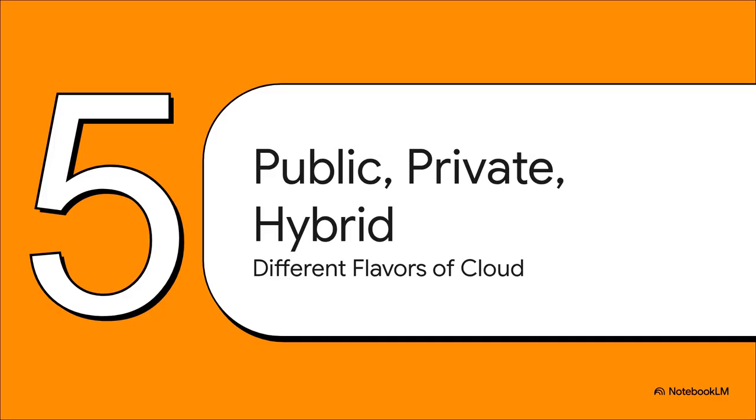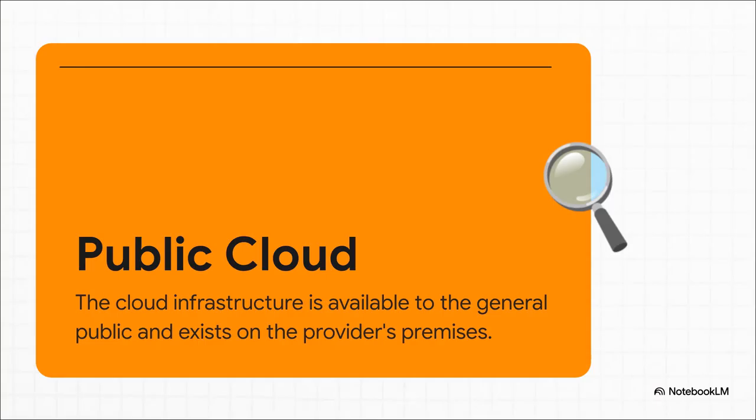Now, this whole architecture we've been talking about, it doesn't just come in one size. You can get it in different flavors, depending on what you need. Let's quickly go through the main types. First up is the public cloud. Think of this like a public library. It's open to everyone, run by a big provider, and you share the space with lots of other people. It's super accessible and really cost-effective.